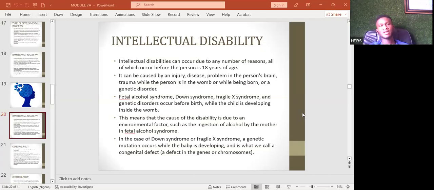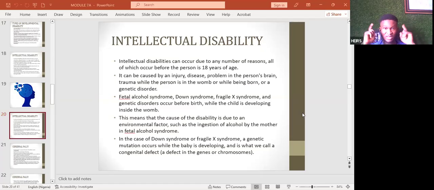And it can be caused by an injury, by a disease, by a problem in the person's brain, by trauma while the person is in the womb, or while being born, or a genetic disorder. Now let me pick this one by one briefly. This can be caused by an injury. Example, sometimes injury to where? Specifically to the brain.